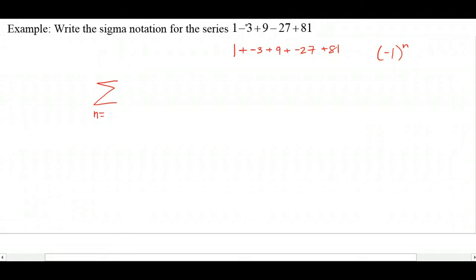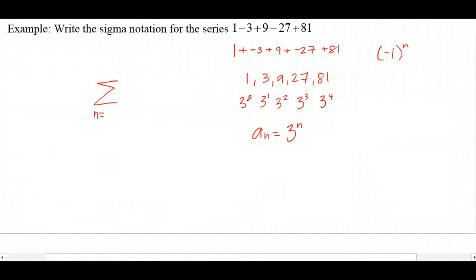So let's think about what's happening with the numbers here. Forget the negatives and the positives, just 1, 3, 9, 27, 81. So thinking back to powers, this is 3 to the 1, 9 is 3 squared, 27 is 3 cubed, 81 is 3 to the 4th, so 1 is 3 to the 0. So the general term here looks like it's going to be a sub n is 3 to the n, as long as we start our index out at 0. So our general term is 3 to the n, our index starts at 0, that means the last number that we're going to plug in is 4.